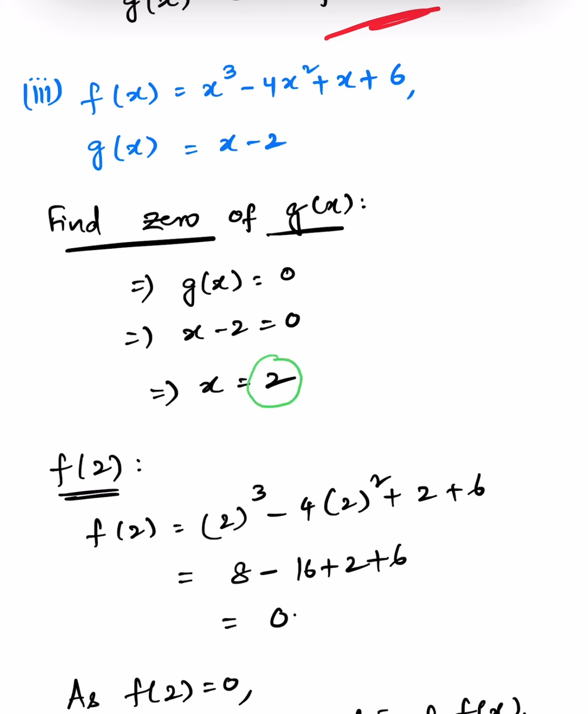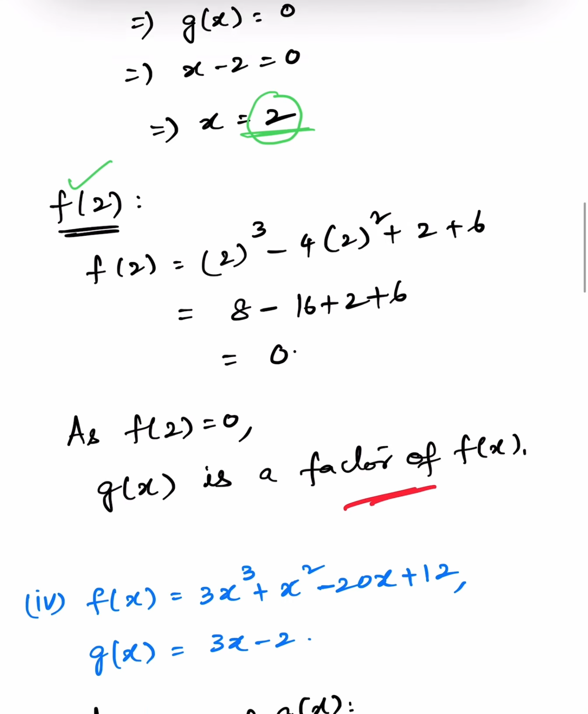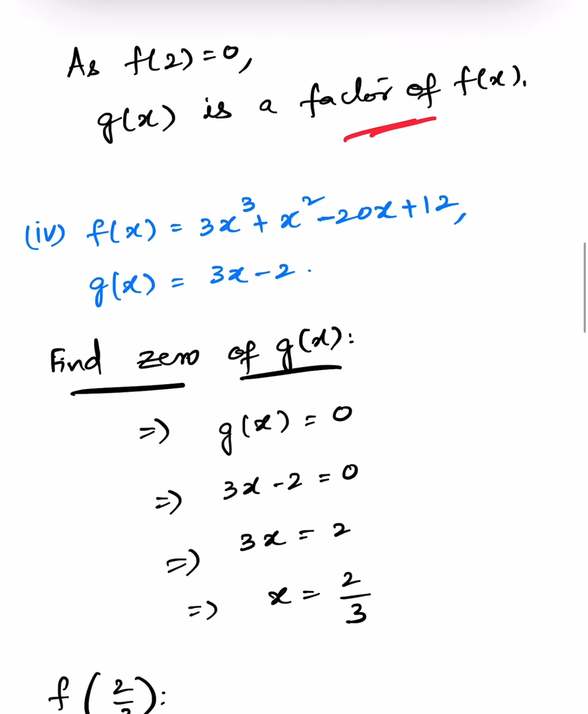We substitute this in the place of x in f of x. That means we have to find f of this 2. So what is the value of f of 2? 2 cube minus 4 into 2 square plus 2 plus 6, which is equal to 0 after simplification. So f of 2 is 0. Therefore g of x is a factor of f of x.